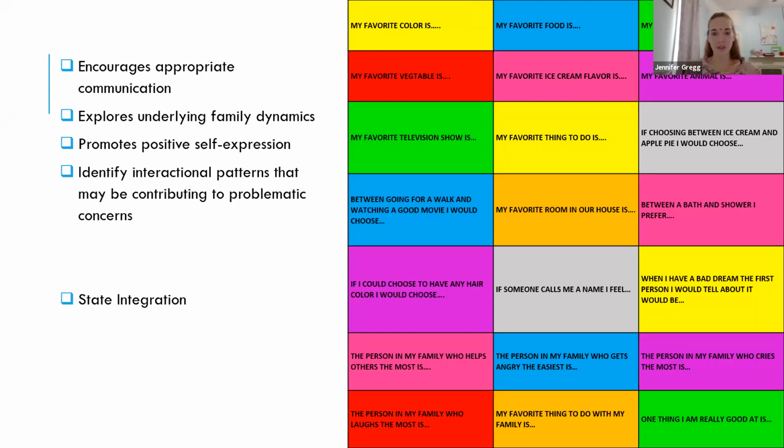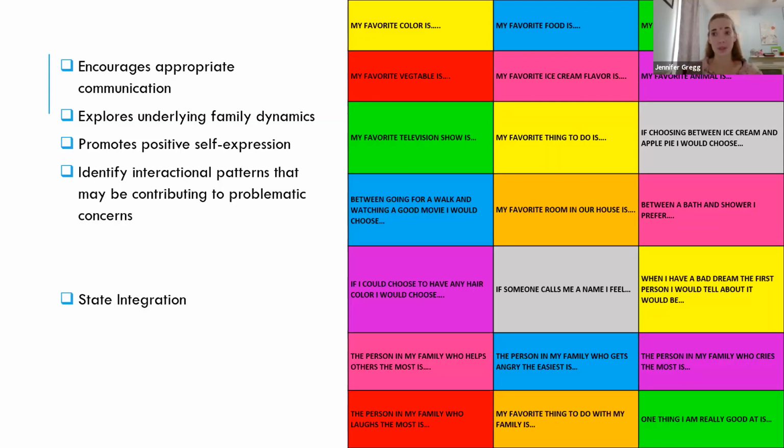But with this activity, it's encouraging communication. Obviously, it's again exploring underlying family dynamics. It's helping them verbalize what they might be thinking or what's going on. It encourages positive self-expression. You have no idea how much kids are going to love it when they get to talk about what their favorite ice cream is, and then their family has to guess, and if they get it wrong, it's a hoot. So having that self-expression is a wonderful thing.